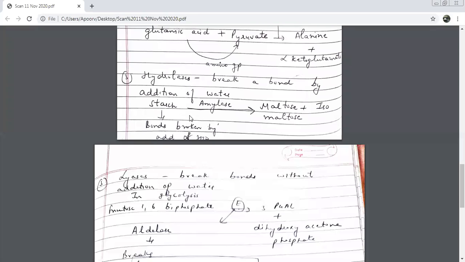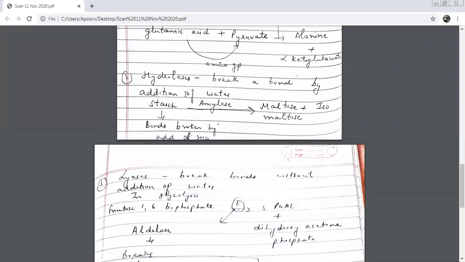And these bonds must be broken by an enzyme which is going to break this bond by addition of what? Water. So water will be added over here. Only if water is added can amylase do this work. So amylase will break the bonds, but by what? By addition of water. Such kinds of enzymes are known as hydrolases. Yes, beta, hydrolases.